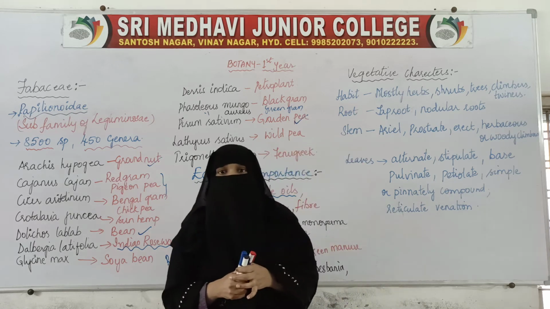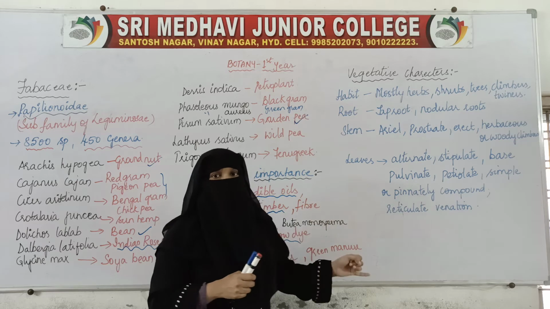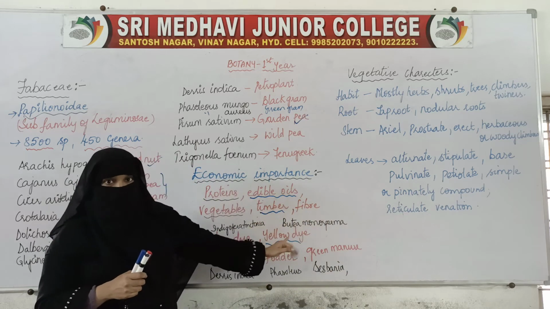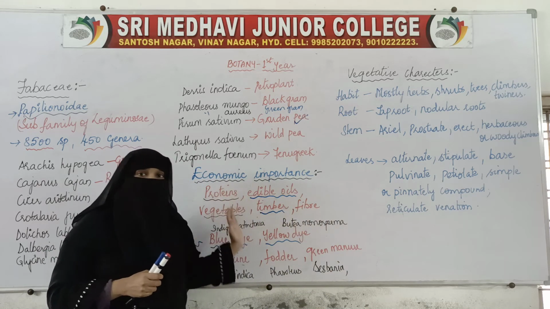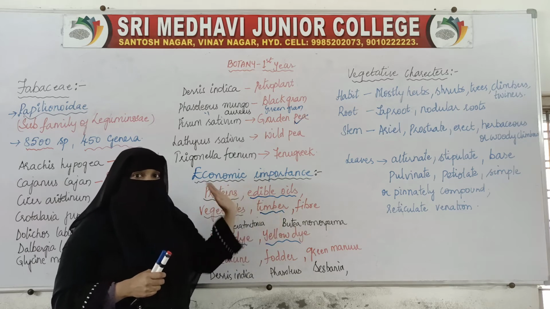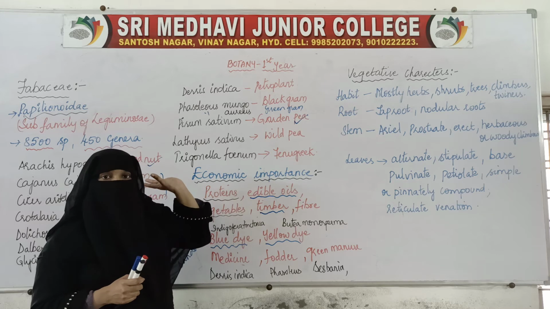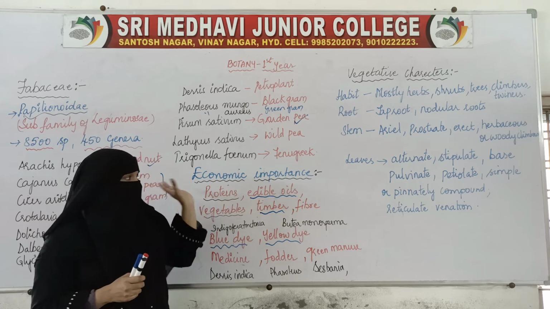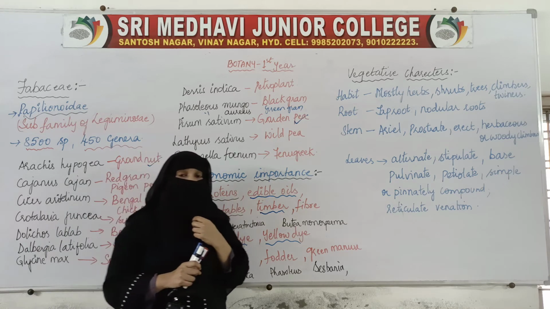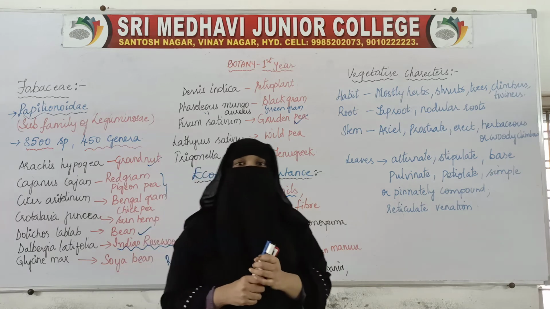So we get manure, fodder, medicines, wood, fibers, vegetables, oils, and pulses. All these we get from the members of the Fabaceae family. So this was all about the economic importance, that is, what they are giving us and how they are helpful to us.